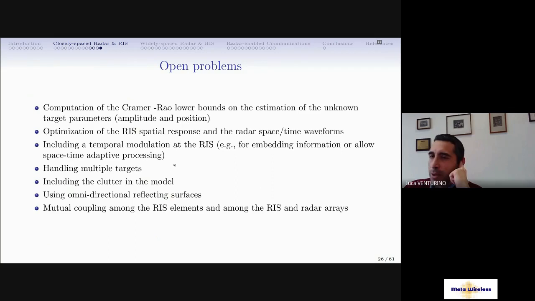Also, so far, the focus was on single targets. Possible extensions are with multiple targets. And another important issue is also related to the presence of clutter.